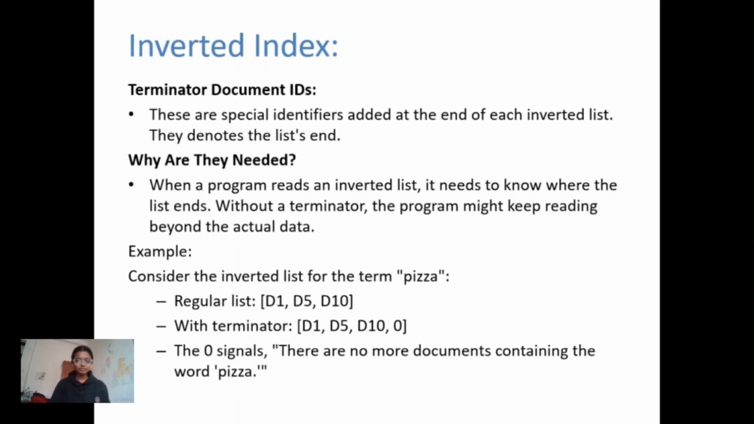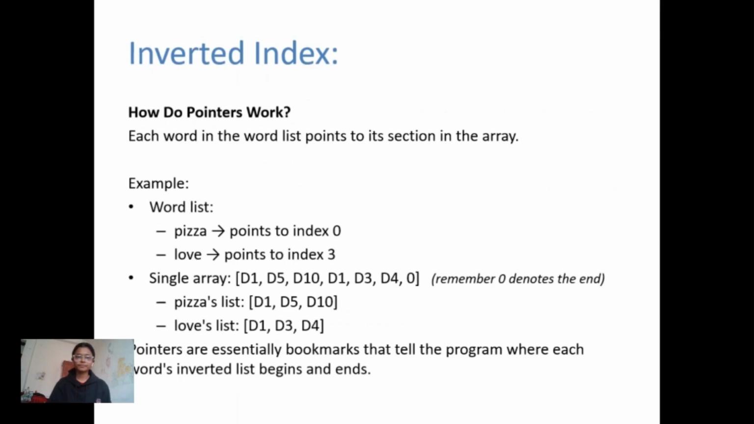Let's see an example. Consider the inverted list for the term pizza. The regular list for the word pizza is D1, D5 and D10. With terminator: D1, D5, D10 and 0. Here 0 denotes the end of the list. The 0 signals there are no more documents containing the word pizza.